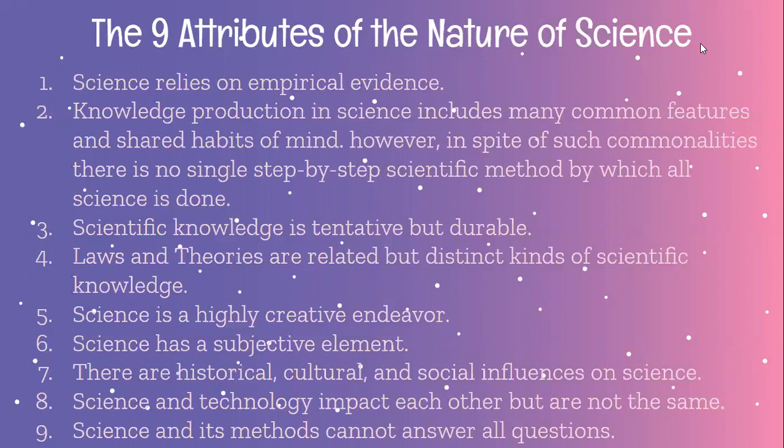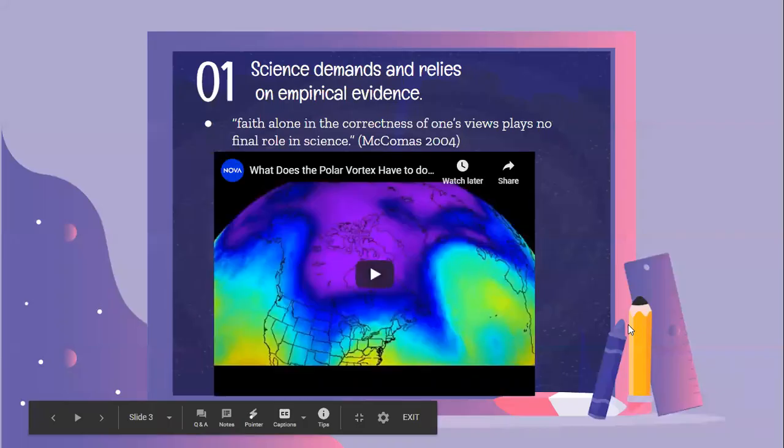So these are the 9 attributes of the nature of science, or what are referred to as the keys of nature of science. And so we're going to go through each of these. The first one, of course, is that science demands and relies on empirical evidence.